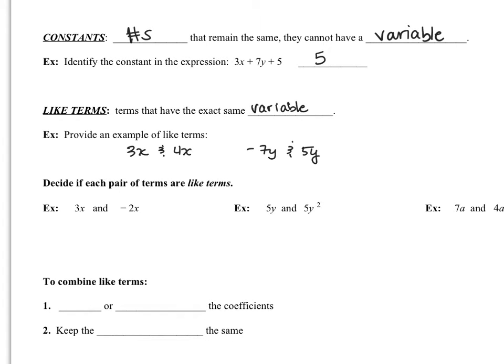So what you're going to do is on these three examples, you're going to decide if they are like terms, and for each answer you're just going to say either yes or no. You'll say yes if the variable matches exactly, or no if they don't. So pause the video, say yes or no for each, and then press play when you're ready to check your answers.